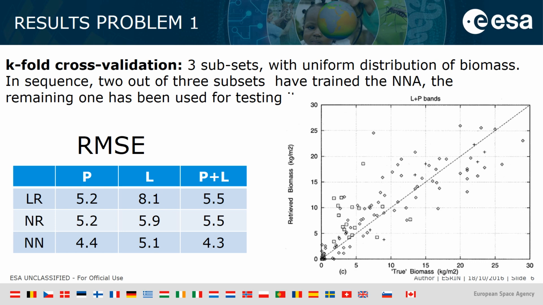And here is the scatter plot, where you see the true biomass against the retrieved biomass. You see this is a very interesting result, also for high value biomass, which is not trivial because of the saturation problem that we usually have.